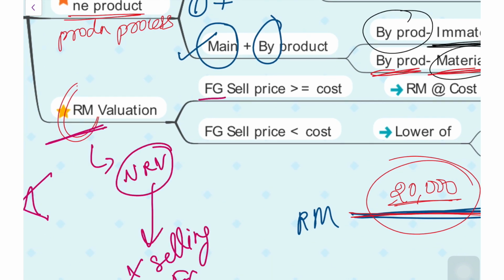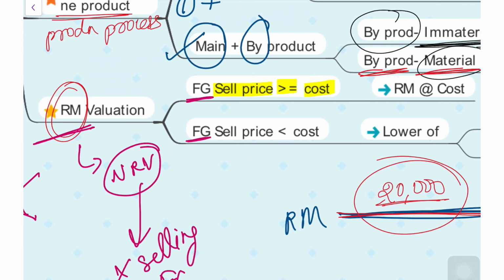Now you have to see your finished goods. What do you use this raw material for? To produce your finished goods. After the production of finished goods is over, when you try to sell them, you have to see whether the selling price of the finished good is greater than or equal to cost. This is the usual case. If I am producing a cake at 100 rupees, I would want to sell it at least at a minimum of 100 rupees, or 200, 300, 400 or 500, more than or equal to cost. At least I should be able to recover my cost or make a profit on it. This is a normal case.